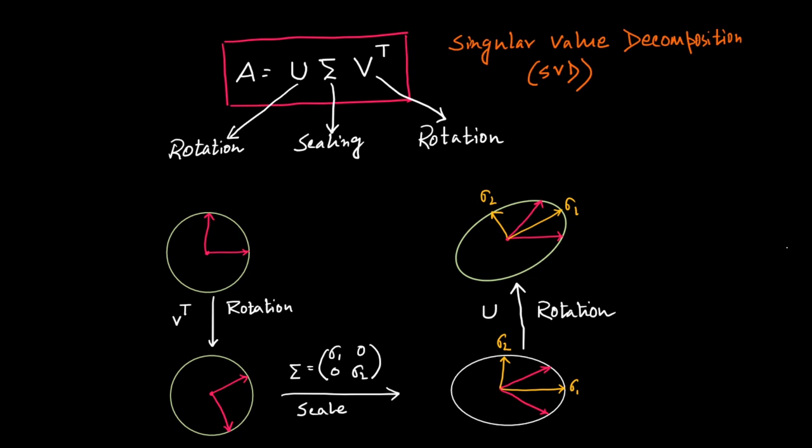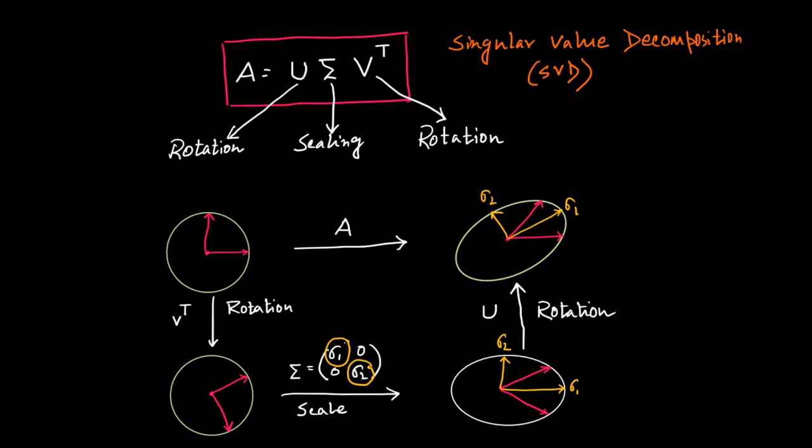Now that means if you directly apply A on this particular circle, you get this kind of a thing, which you can visualize as a result of these three transformations: rotation, scaling, and again rotation. Now remember, the important task, the scaling, is being done by these values sigma 1 and sigma 2, and that's why these values are hugely important. Now can you tell me what these values sigma 1 and sigma 2 actually are?